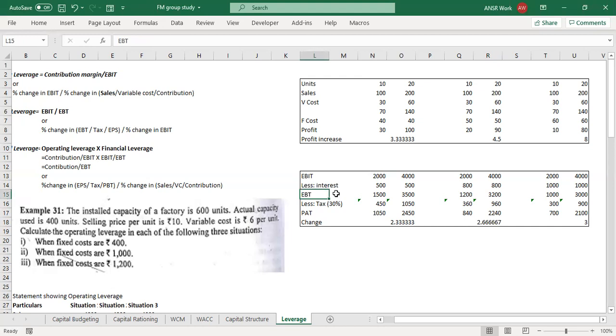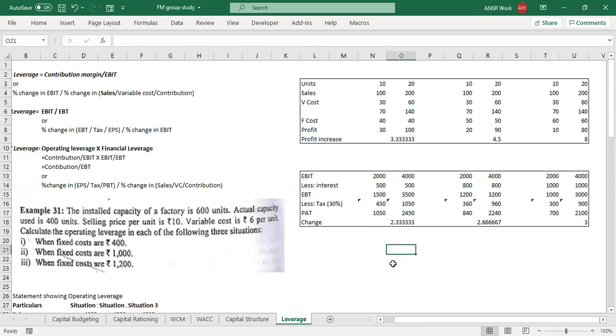This is called financial leverage. So the above one we called operating leverage, and this one is called financial leverage. So operating leverage is contribution divided by EBIT, and financial leverage is EBIT divided by EBT. Now, any doubts? Joshi, Anvesa, is it clear? Yeah, Dheeraj, yes. Great.